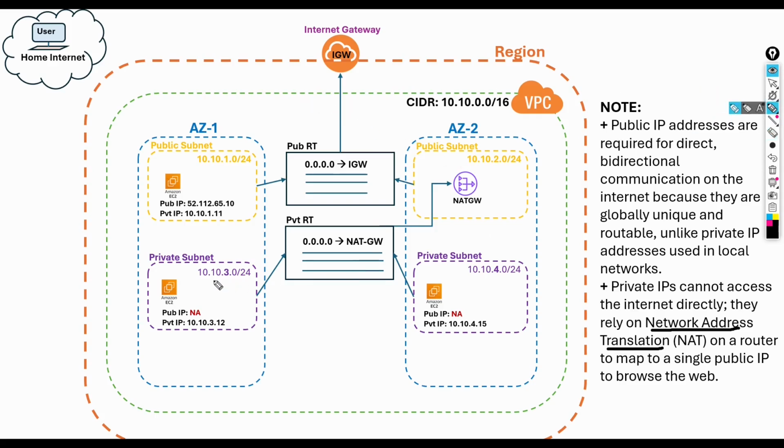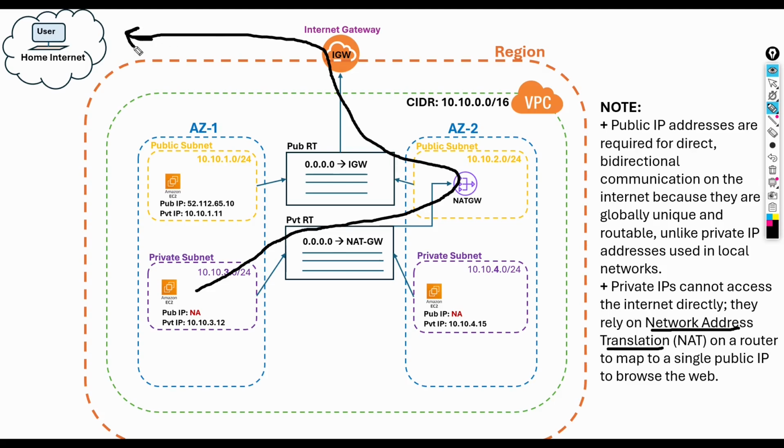I hope you understand. So from the private subnet, with the help of the NAT gateway, the traffic will go via the NAT gateway to the internet gateway and access the internet. Okay, and this is possible.